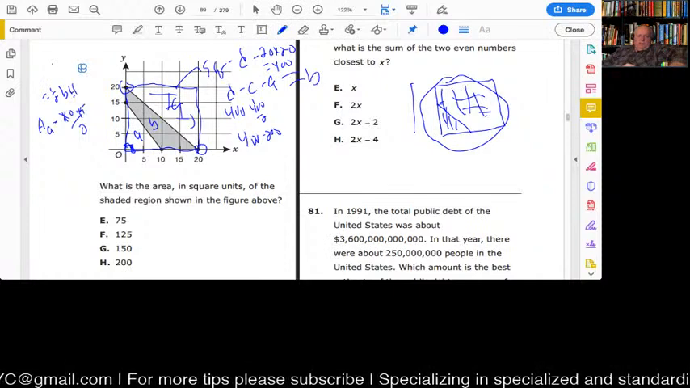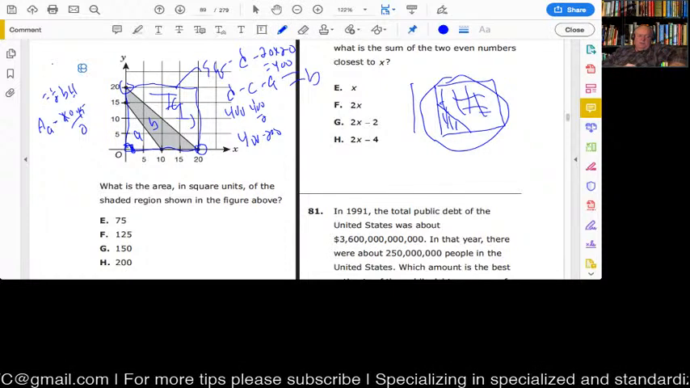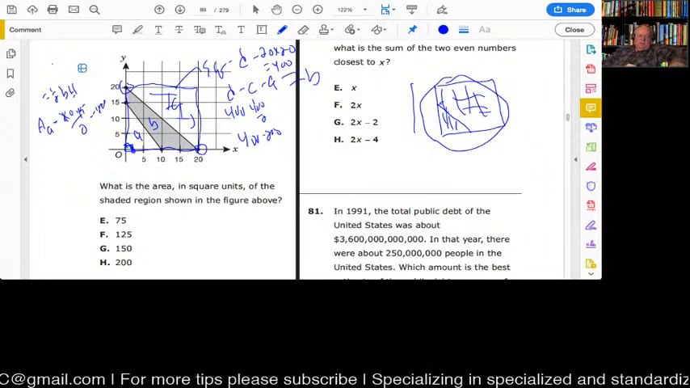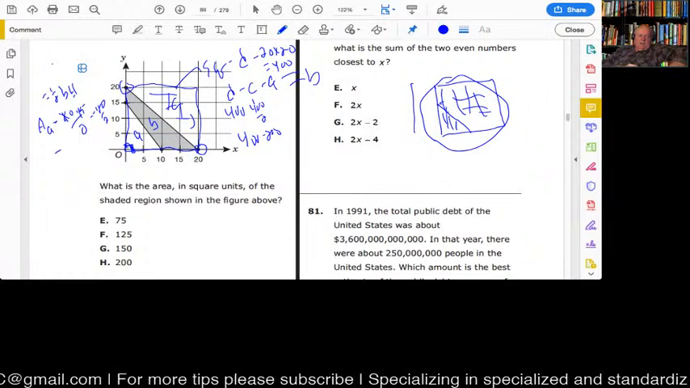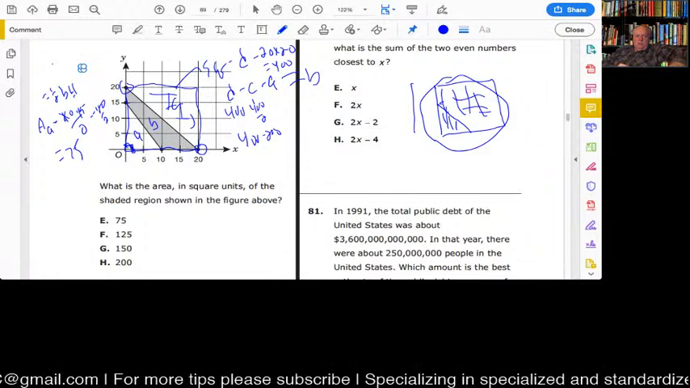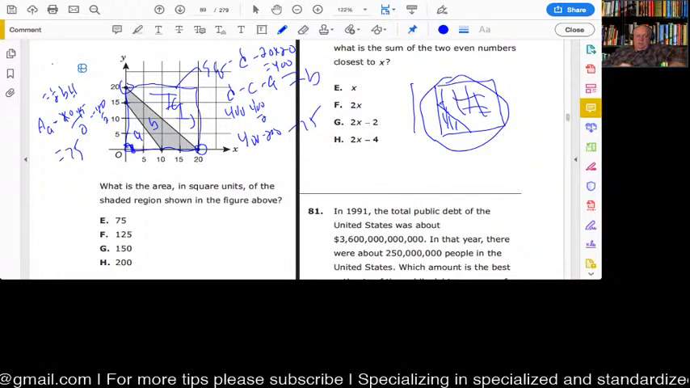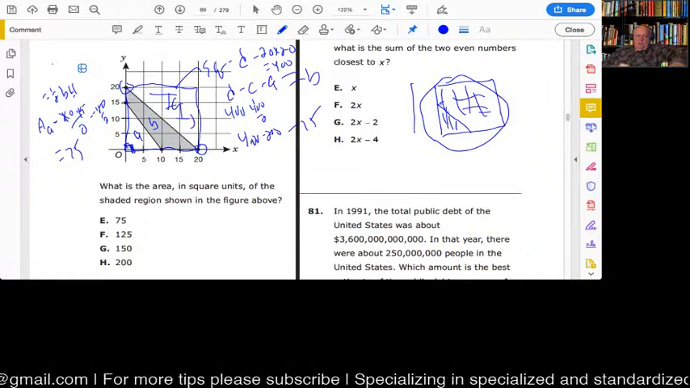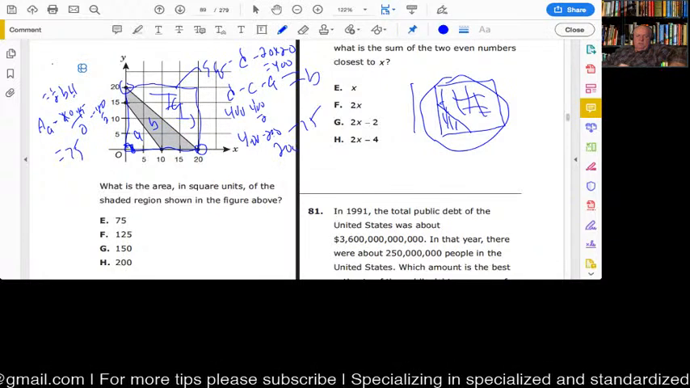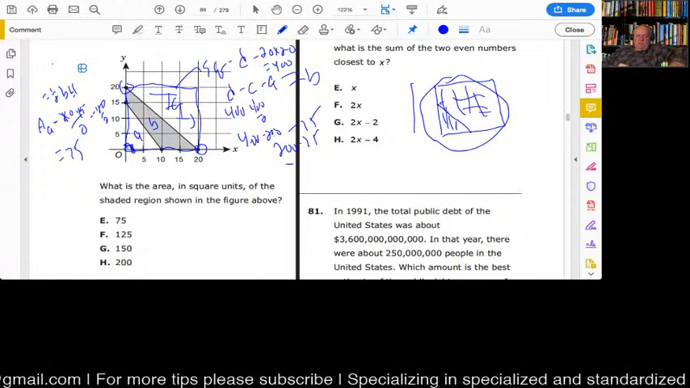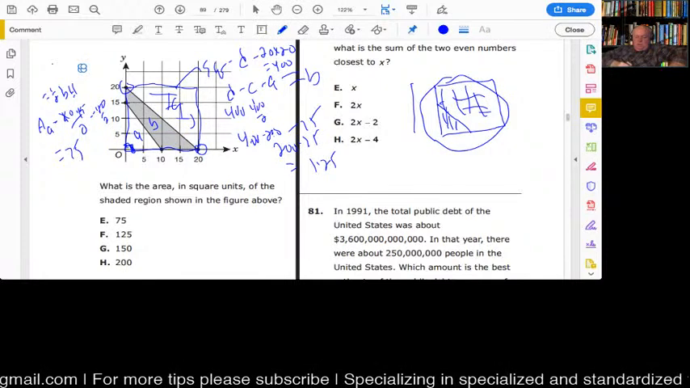The base is 10. The height is 15. So we get 150 over 2. So the area of A is 75. So we're going to subtract 75 from that, and that will give us B. So we have 400 minus 200 is 200 minus 75, and that will equal 125. Okay, which should be F.